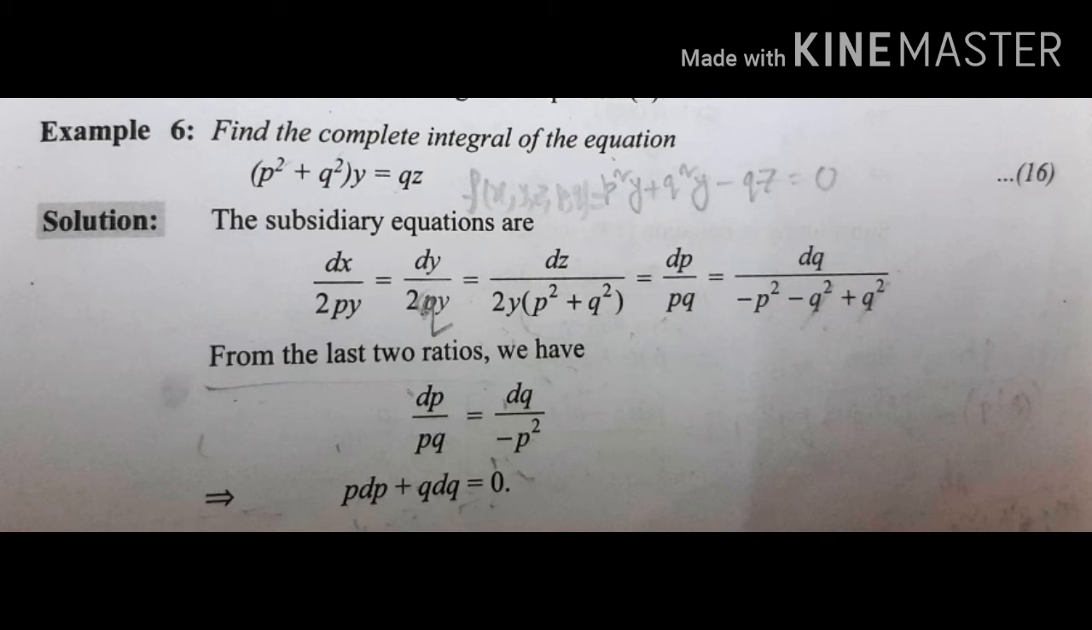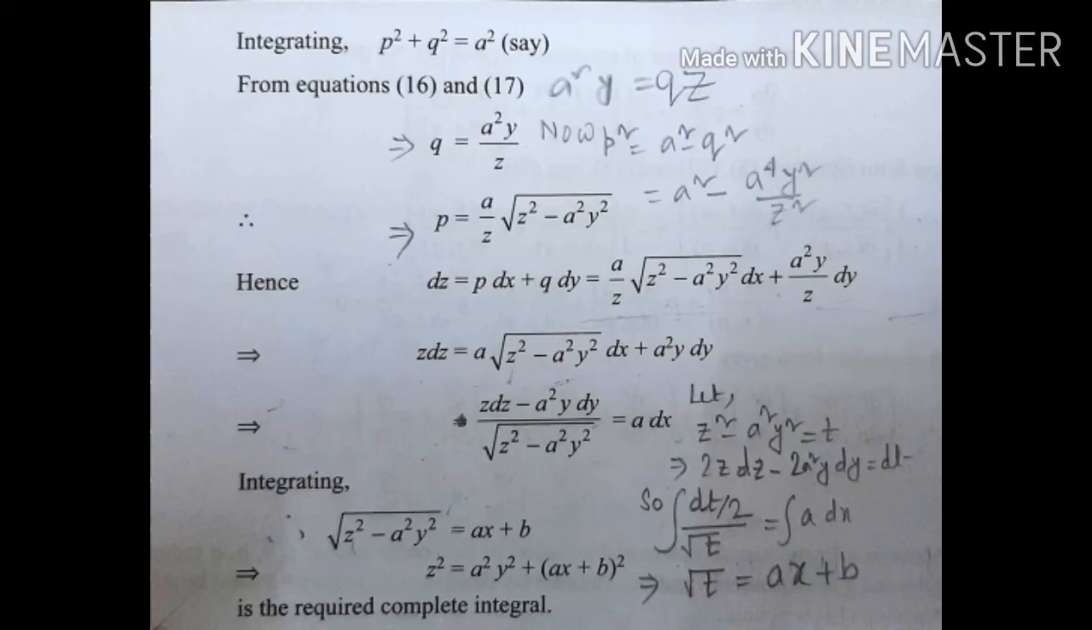Now, from the last two ratios, we see that dp/(pq) = dq/(-p²). If we write it properly, we get p dp + q dq = 0. Integrating this, we get p² + q² = a², where a is a constant, a² is a constant.